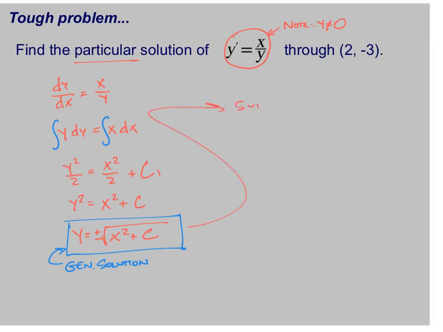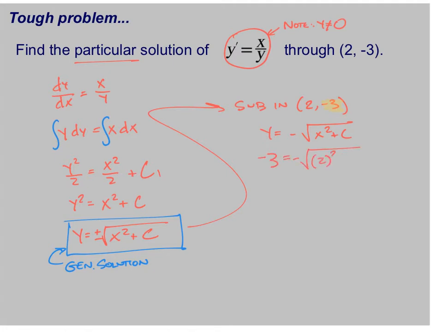And we're going to do that by subbing in 2 comma negative 3. So we have this, y equals plus or minus square root of x squared plus c. Well, I have to make a choice. Should I choose the positive square root or the negative square root? Fairly obvious. We have a y value here that's less than 0. So what we're going to do is choose the negative square root. So we sub in our value of negative 3.